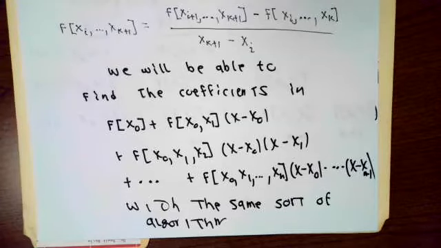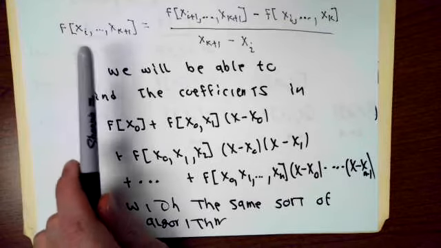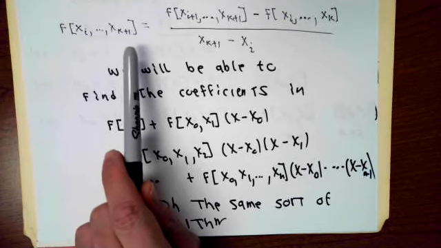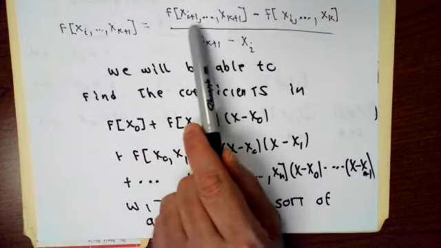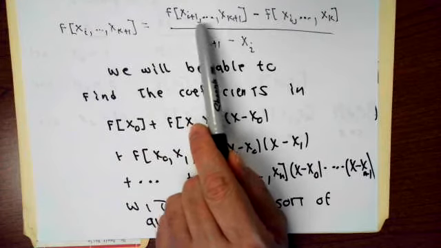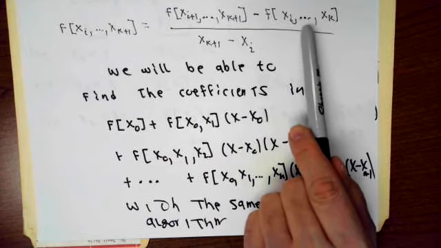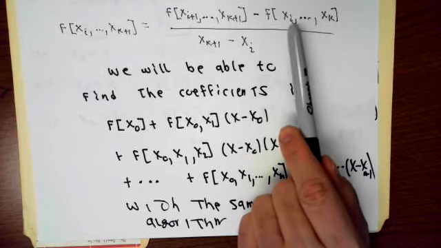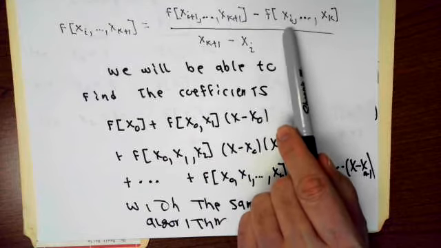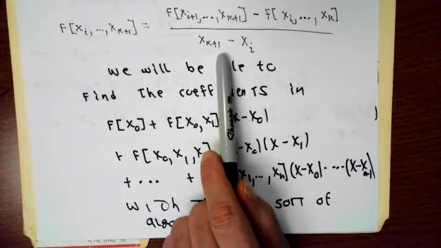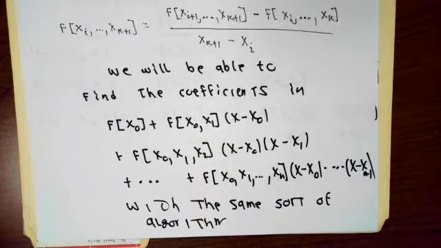Putting the pieces together, the front coefficient of the polynomial that interpolates at xi through xk plus 1 is the front coefficient of the polynomial that interpolates at xi plus 1 through xk plus 1 minus the front coefficient of the polynomial that interpolates at xi through xk, divided by xk plus 1 minus xi.